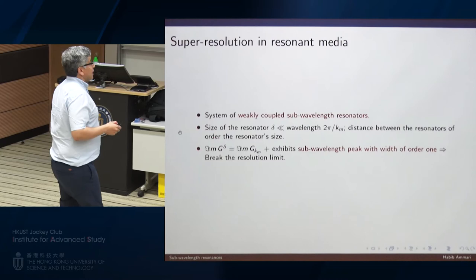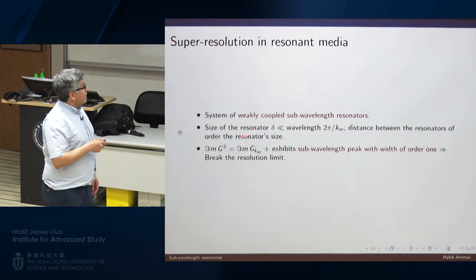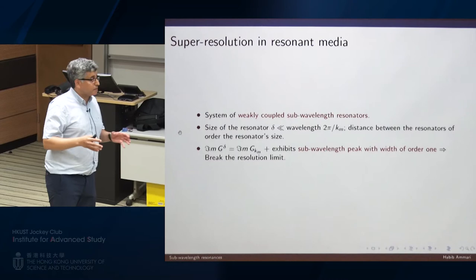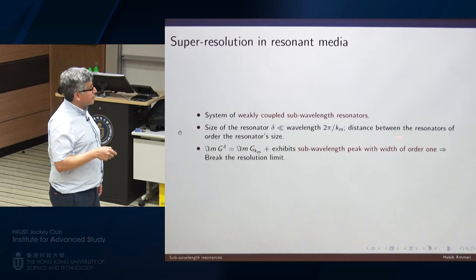So, let's consider a system of weakly coupled subwavelength resonators. Okay, so the size of the resonator will be delta, and it's much smaller than the wavelength, which is 2 pi over k_m. The distance between the resonators is of order the resonator size.